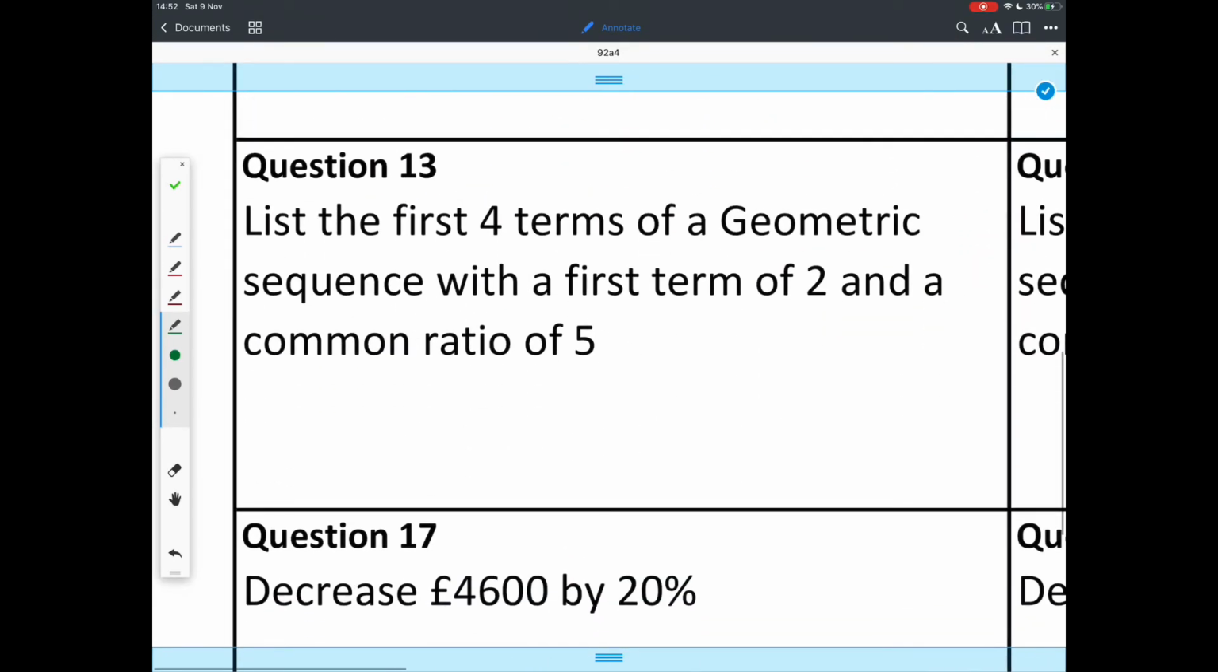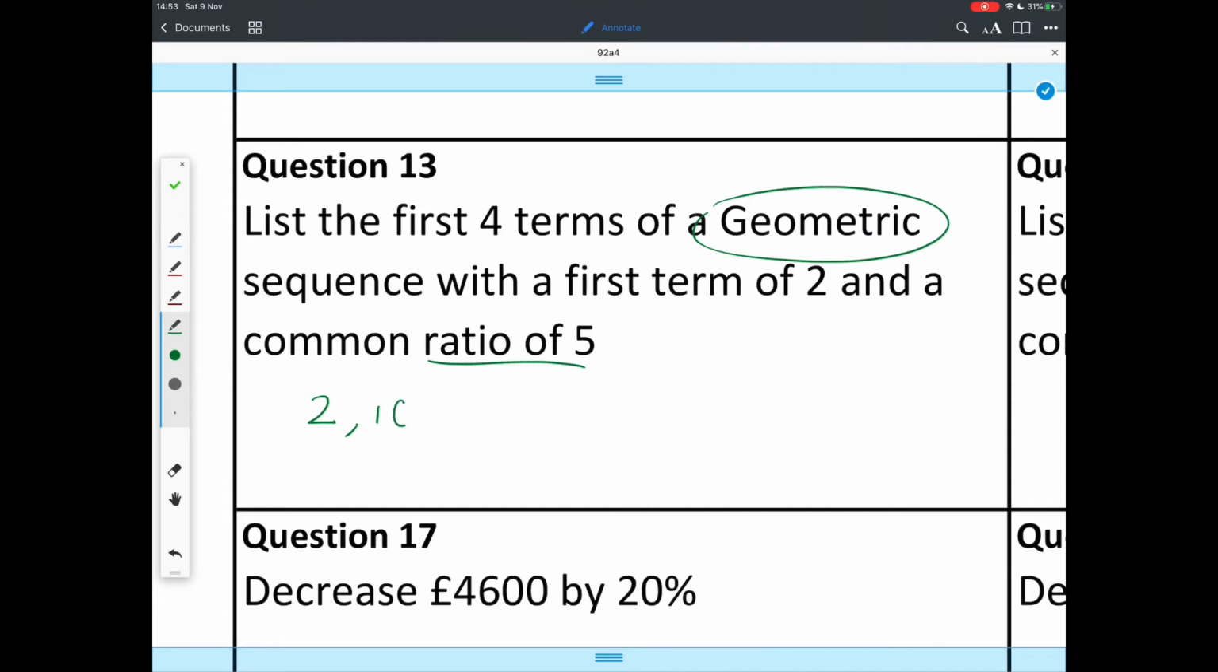Next question. Now, a geometric sequence. This isn't something we particularly looked at in class, but where a linear sequence changes by adding the same amount every time, with a geometric sequence we are multiplying by the same amount each time, okay? So I start with 2, and I'm not going to add 5. I'm then going to multiply by 5.